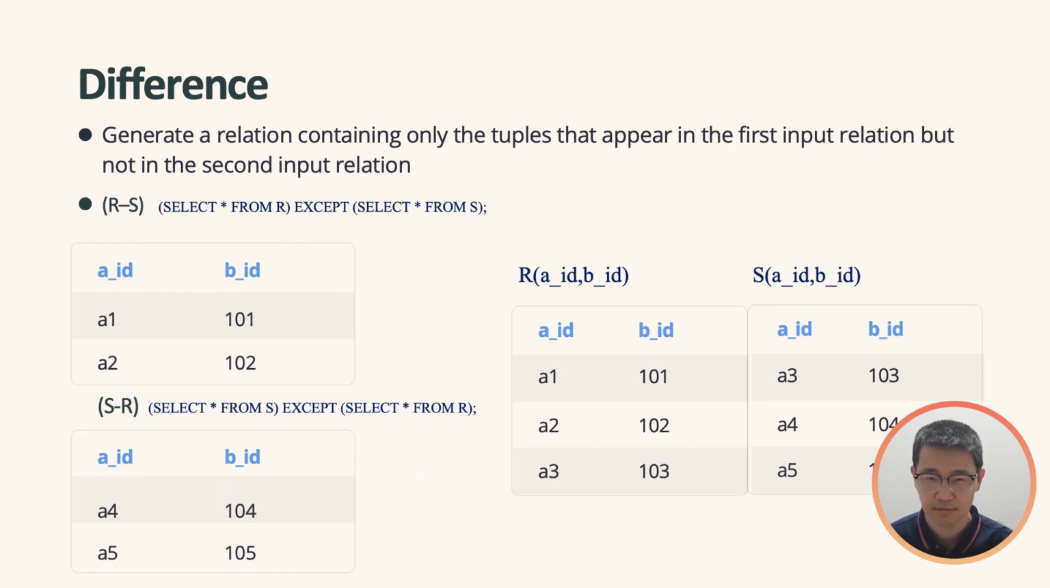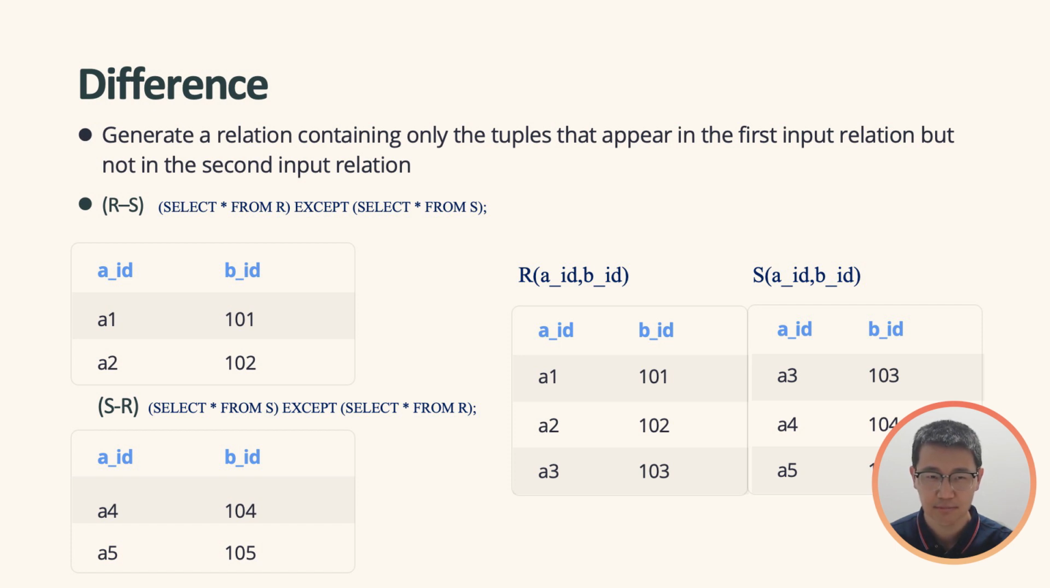There's also the difference operation. It involves inputting two relations and outputting a relation that includes all tuples that appear in the first relation but not in the second. That essentially forms a complementary relation. For example, with R minus S: select star from R except select star from S.